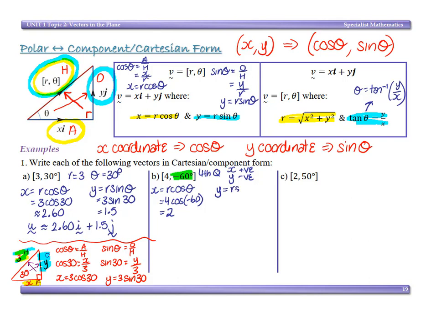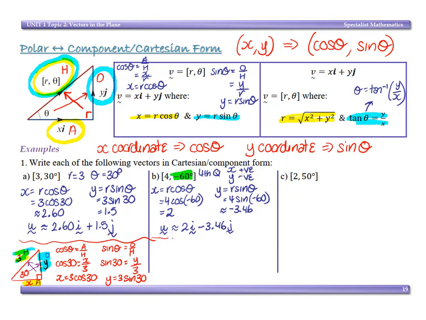Y equals r sine theta. So that's equal to 4 sine negative 60. So we're in our fourth quadrant. If we go to our calculator for this one, your calculator is going to spit out a negative answer because sine is negative in the fourth quadrant. So that's approximately negative 3.46. So my Cartesian form for u is going to be approximately 2i minus 3.46j.